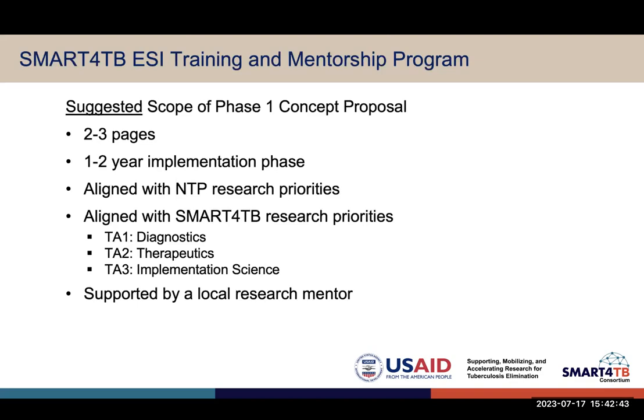So again, as you think about that concept proposal, think about the scope of that program, and if possible, align your concept proposal with national TB research priorities and the Smart for TB research priorities, which I described in the prior session, which will be focused initially on diagnostics and therapeutics. And we really expect a lot of what you propose to be particularly aligned with some of the agenda of the implementation science group.